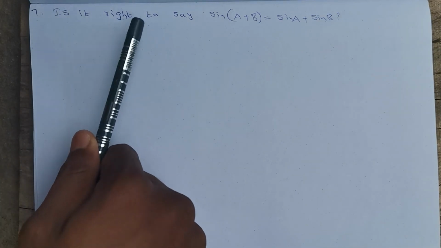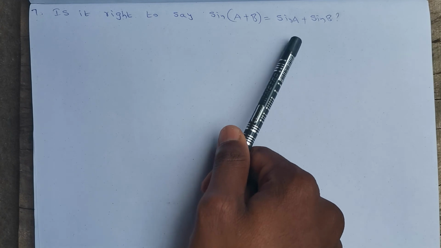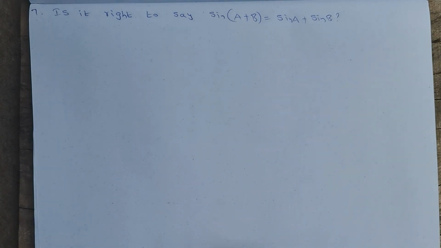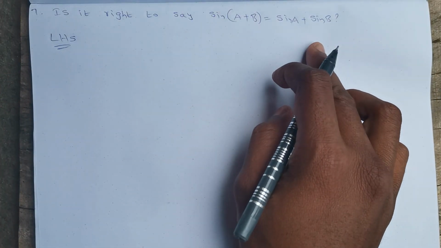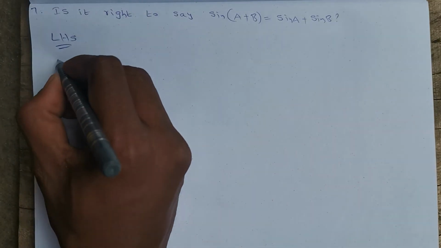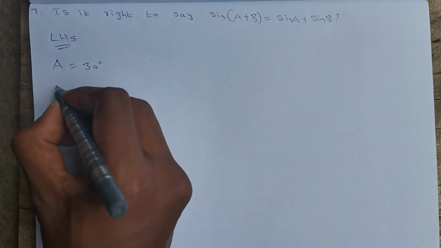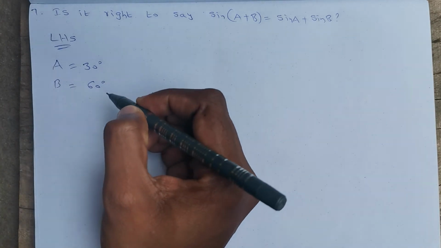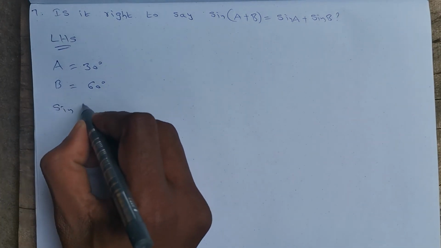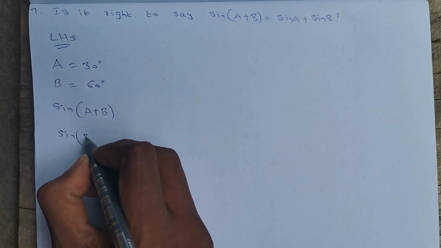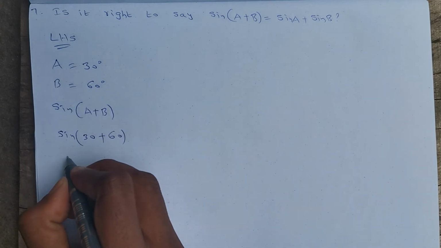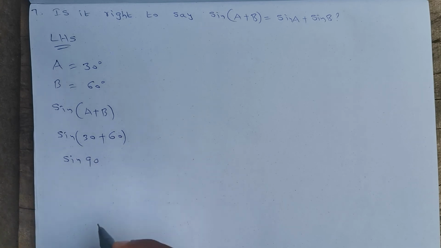Okay, let us check the last question in this exercise. Is it correct or is it right to say sine of A plus B is equals to sine A plus sine B? So first I am going to solve the LHS. While solving LHS as well as RHS, I am going to take the same values, A as 30 degrees and B as 60 degrees. So sine of A plus B is the LHS. Then sine of A is 30 degrees plus B is 60 degrees. So sine 30 plus 60, 90. The value of sine 90 is 1.